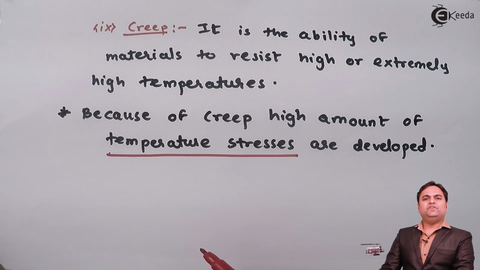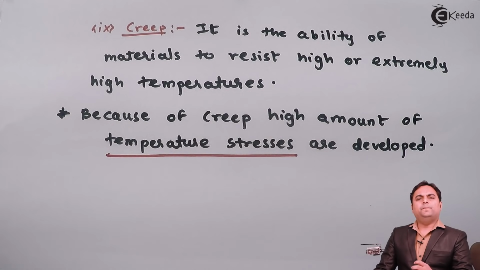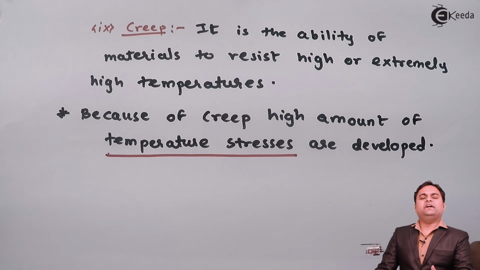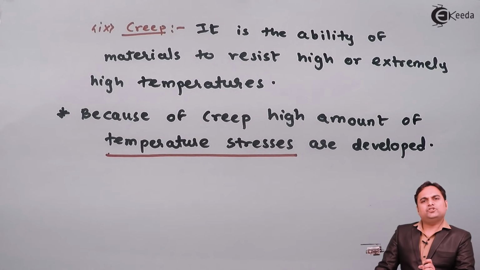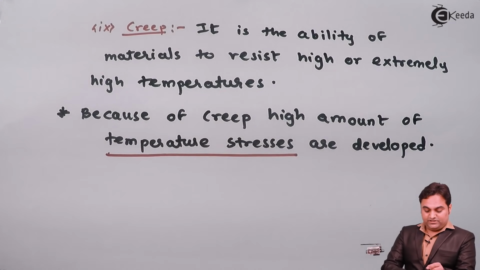and as we know, what is the meaning of temperature stresses? See here, when we have a metal, when we are heating that metal, we know it will expand. Because of that expansion, there is some stress which is stored in the material, and that stress would be called as temperature stress. So creep is the property.